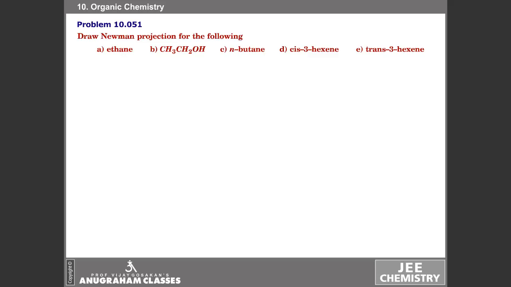We are asked to draw the Newman projection formulae for the compounds ethane, ethanol, N-butane, cis-hexene and trans-hexene. We represent ethane in such a way that we are able to see two carbon-hydrogen bonds in the plane of paper, two carbon-hydrogen bonds going behind the plane of the paper, and two other carbon-hydrogen bonds projecting towards the viewer in front of the plane of the paper.